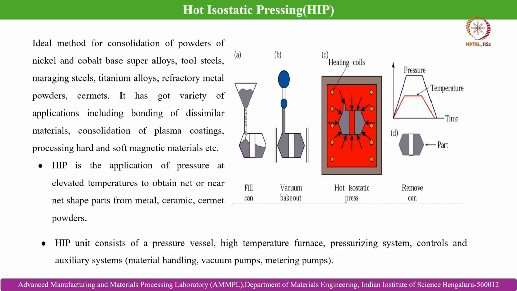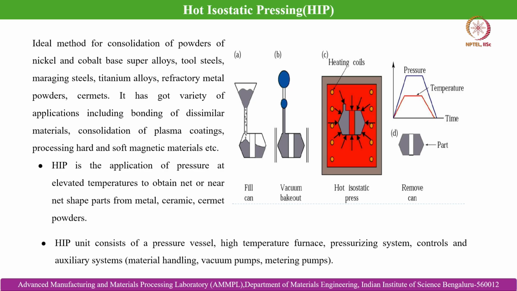Because both processing stages are coupled here, we can achieve properties which can even compete with or even outperform the cast or forged form of the same material, because of the better microstructural control that we can achieve in this PM route. So, it is an ideal method for consolidation of powders of nickel and cobalt based superalloys, tool steels, maraging steels, titanium alloys, refractory metal powders, cermets, etc.